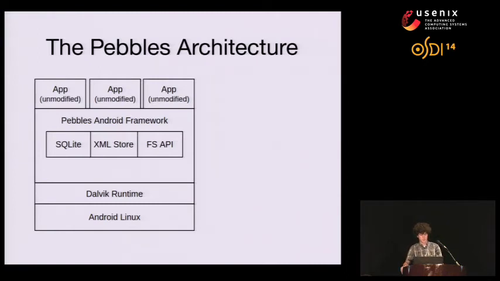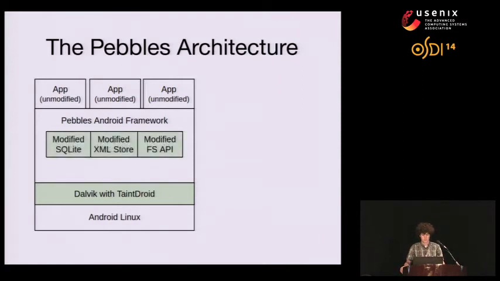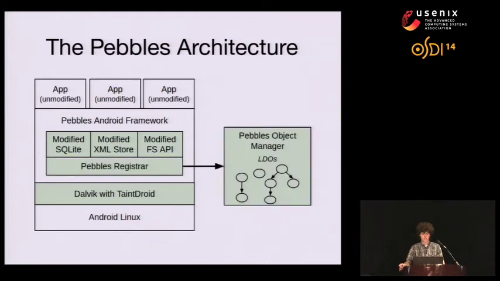So this is the basic architecture of the Android system. You have the base Linux OS at the bottom, the Dalvik interpreter, and then the Android framework, which provides the high-level data abstractions to the applications on top. Pebbles modifies Android in 3 ways. First, we use TaintDroid, which is a mobile taint tracking system, to track data flows and discover relationships. Second, we plug into the three storage APIs to obtain the persistent objects and track accesses to them to generate relations between them. And finally, we add a new system service to Android called the Pebbles Object Manager, which records all of the relationships and creates the device-wide object graph that I told you about.